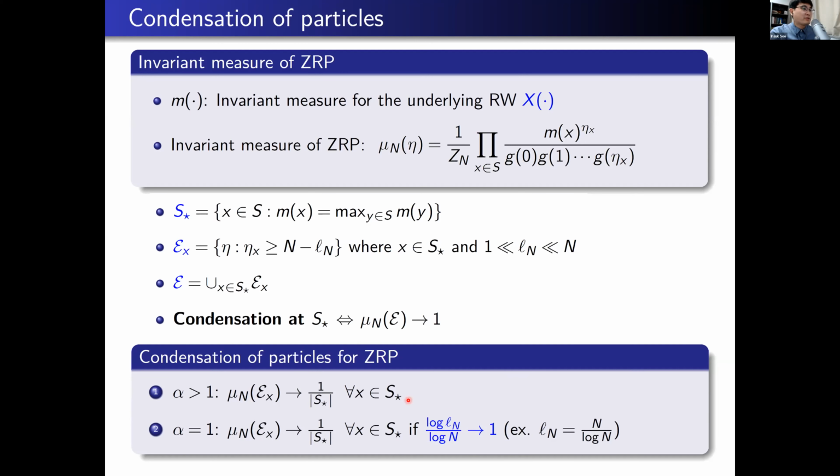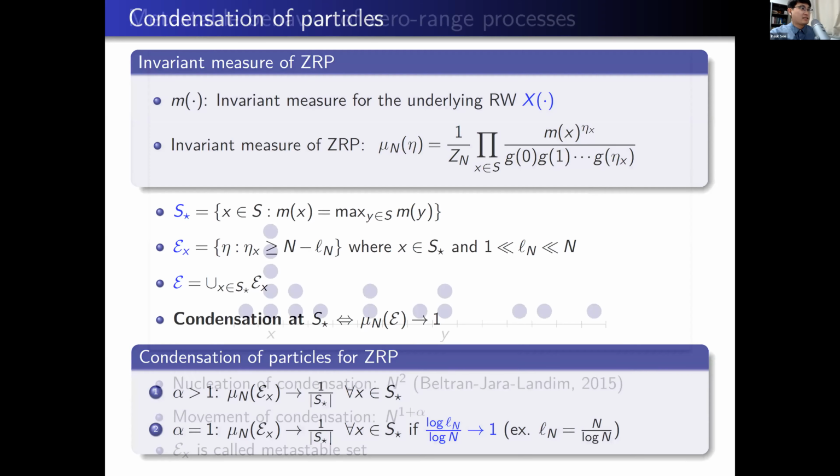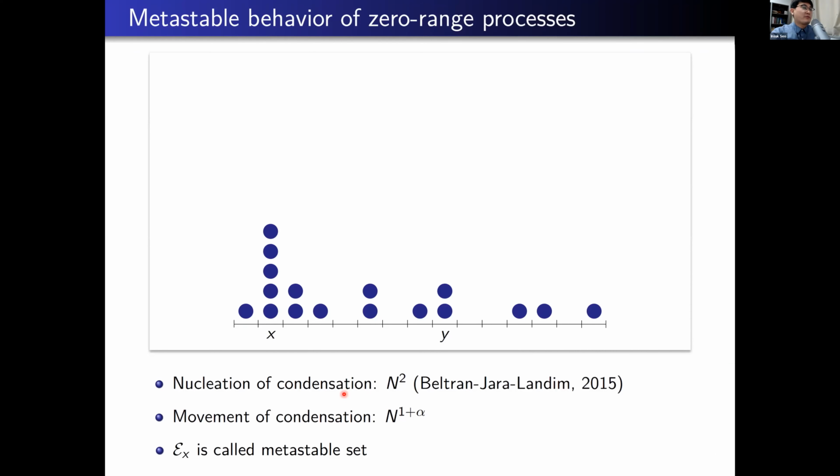So in this section, we focus on this supercritical case. We have condensation for the zero range process, which means that if you start from any configuration and run the zero range dynamics, then, as usual in a Markov process, the distribution will converge to its invariant measure, which means that you will observe a condensation of particles as time grows. This condensation happens in the time scale of n square, according to this work by Beltran, Hara, and Landim. And this is the first thing that you will observe.